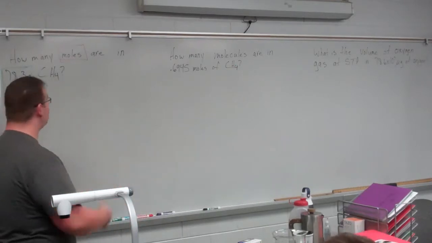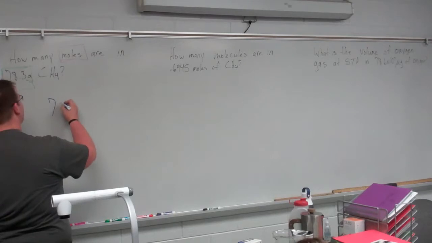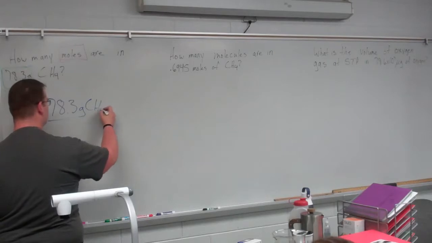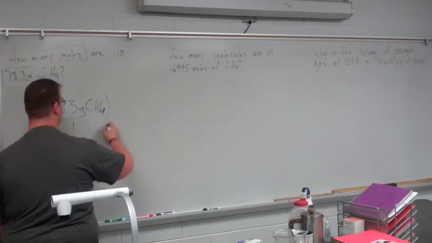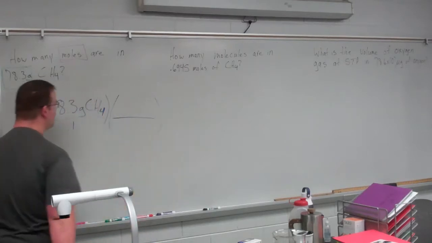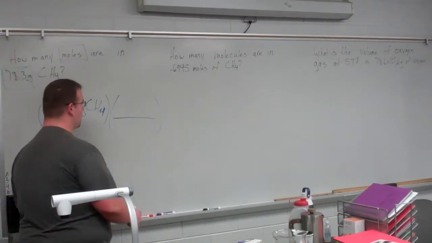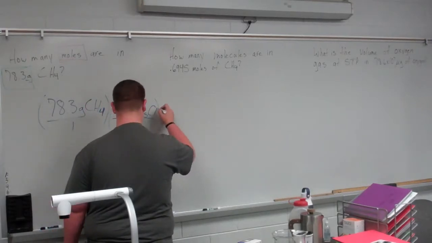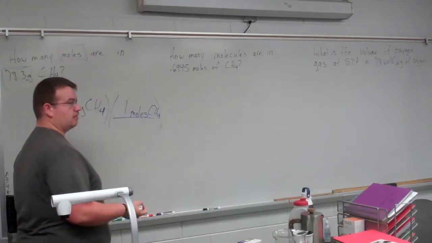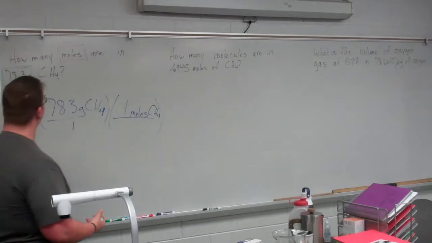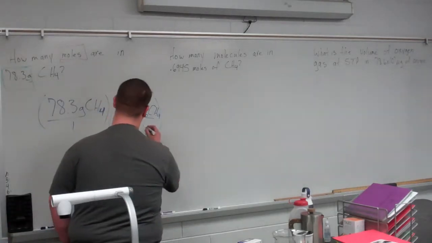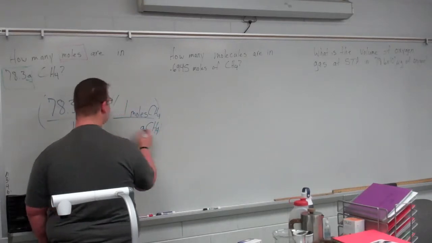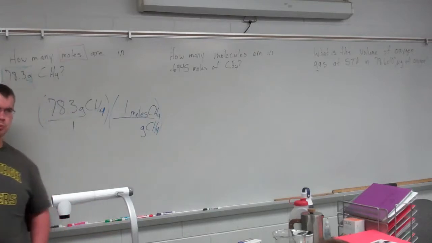You're going to set it up with the number 78.3 grams of methane over 1. Set the conversion factor up. I want moles. What goes on the top? 1. And what's the units? Moles. Number 1 goes with it because moles are number 1. Remember that. On the bottom, I need grams to cancel, so I have grams of methane. But where do I get that from? Where does this blank come from? The column.